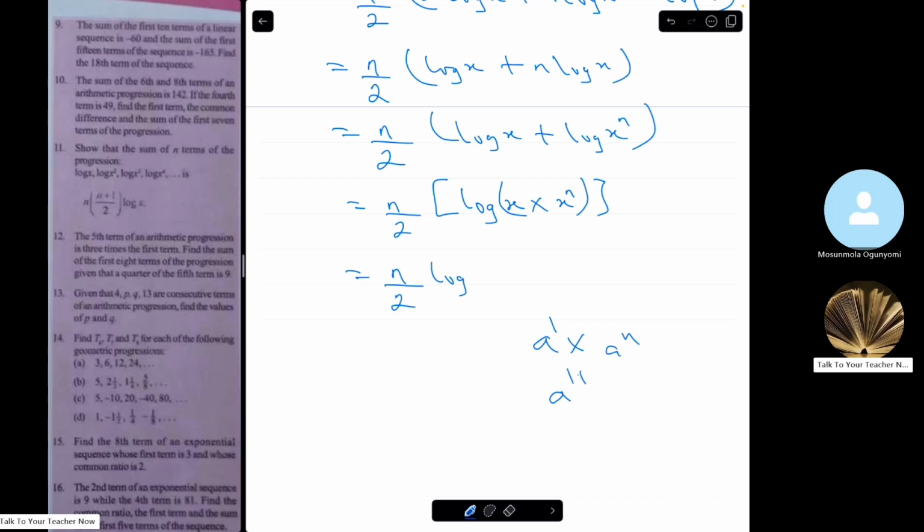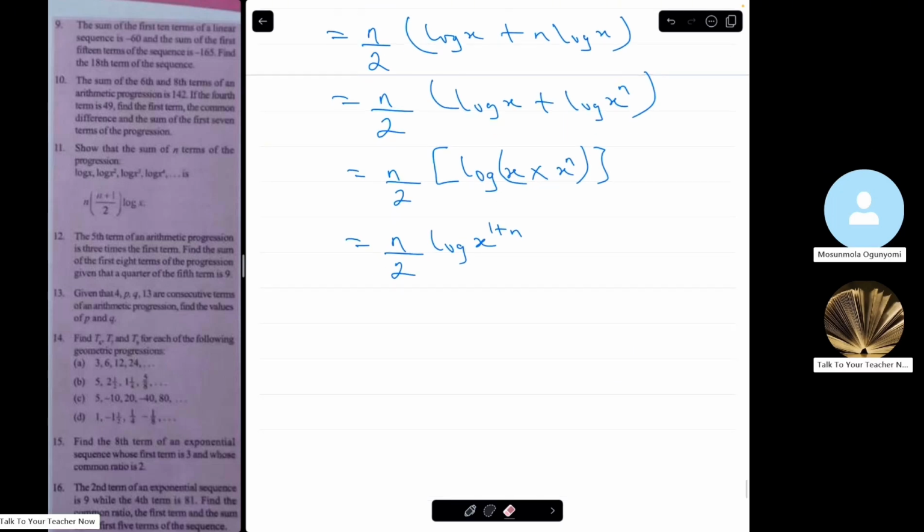Is that not x raised by 1 plus n? Yes, sir. And so what will it be? x raised by 1 plus n. You must always remember those laws. Log x raised by 1 plus n, and that simply means what? I can bring this power, 1 plus n, to the front.